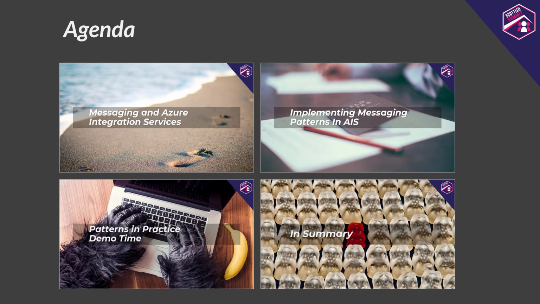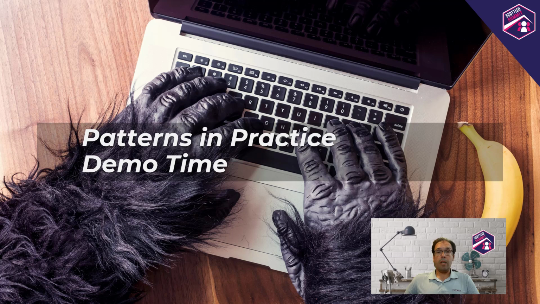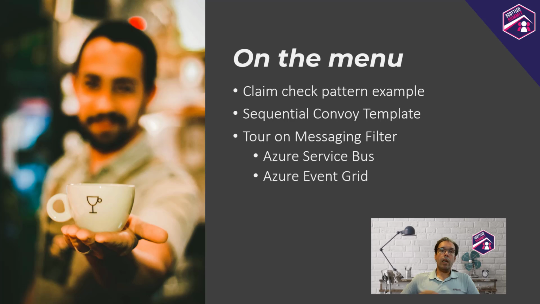So now let's take a look at the patterns in practice, right? Let's take a look at a demo of some of those things. What I wanted to show you is the claim check pattern, then the sequential convoy template, just taking a quick look at how that Logic App is created. We're not going to be running that. The claim check pattern we are going to run to the end, and I'll actually show you how to implement that. And have a quick tour of the messaging filter, see what is new on Azure Service Bus and how you can find exactly the same things on Azure Event Grid.